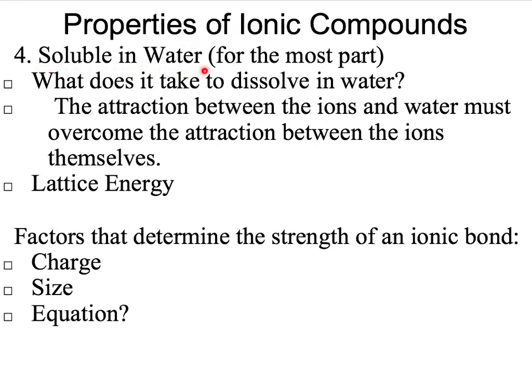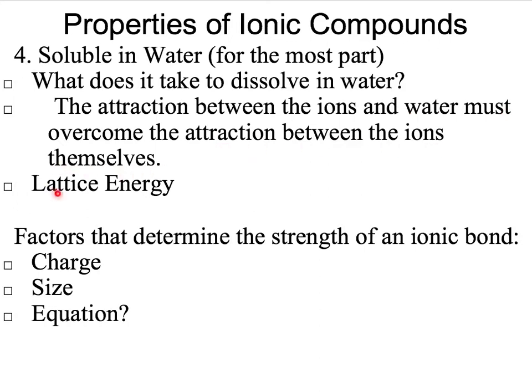Which leads us to my next property. They tend to be soluble in water for the most part. What does it actually take, though, to be dissolved in water? When something dissolves in water, all of those ionic bonds are broken up, and each of the ions separates. They go their own way inside the water. Specifically, the attraction between the ions and water must overcome the attraction between the ions themselves.